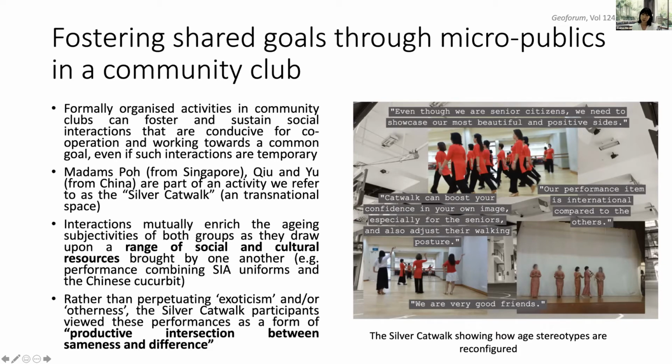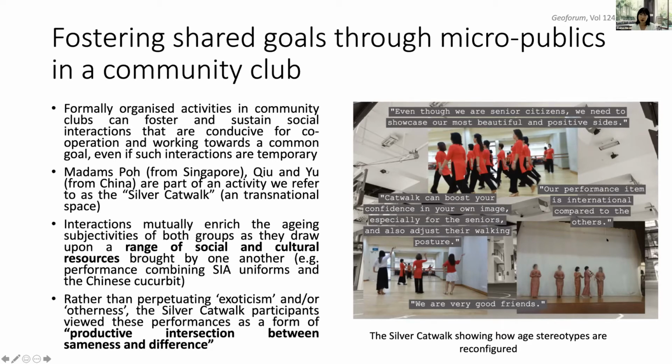But you will see also from this photo that in the interviews, we found that this is a space where it facilitates more positive interactions, and these participants talk about being good friends, and they have a common goal that they are working towards. Basically, they are preparing to stage a performance for a community event. So they are actually very keen to show how their event is more international compared to the others.